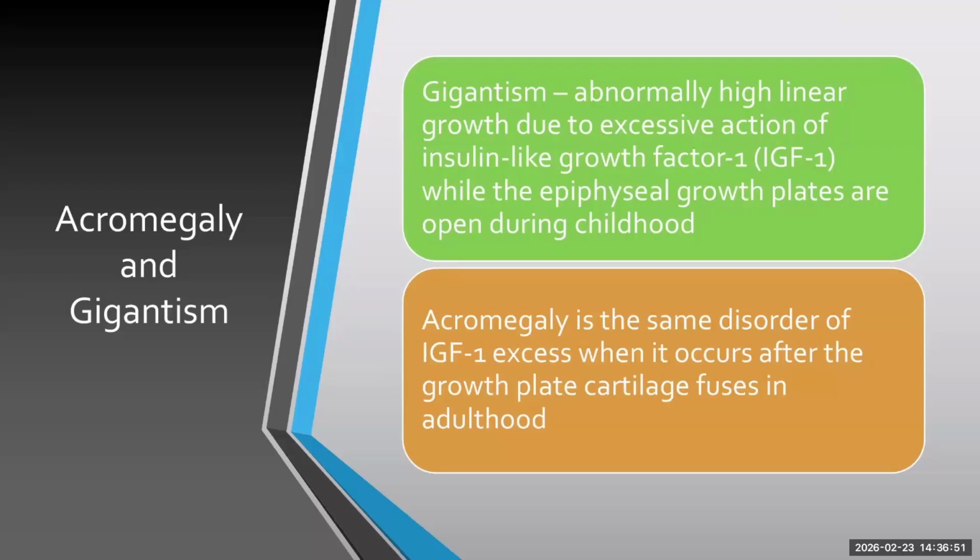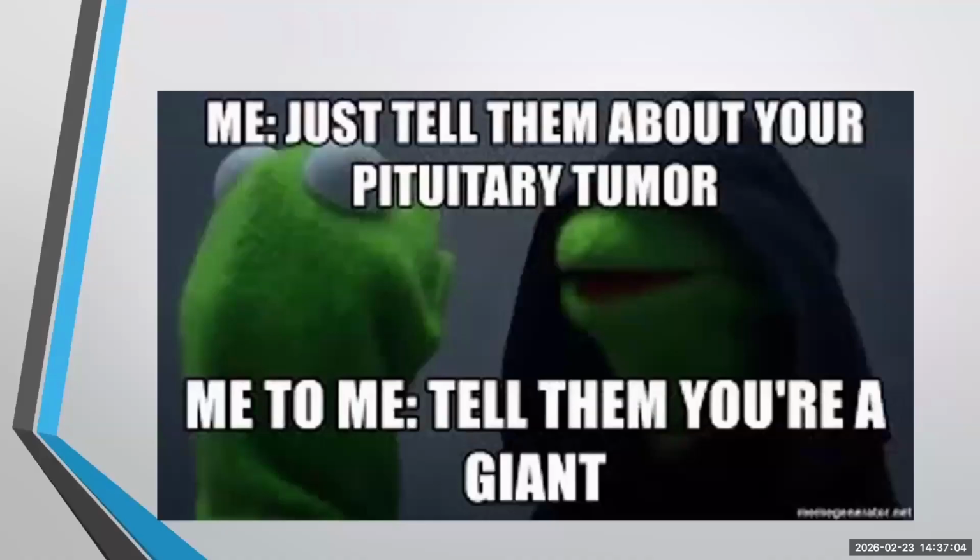Like that guy from UF, the basketball player, Tacko Fall from UCF, they had it at some point. They're abnormally tall, but they're proportionate. They're not having the coarse features. They're just very, very, very tall.